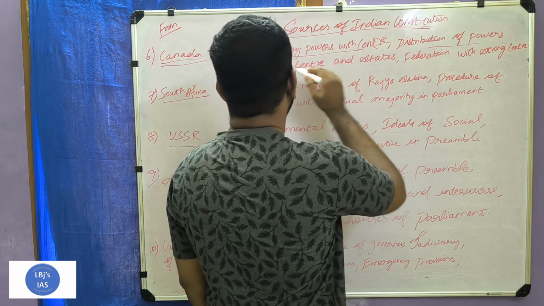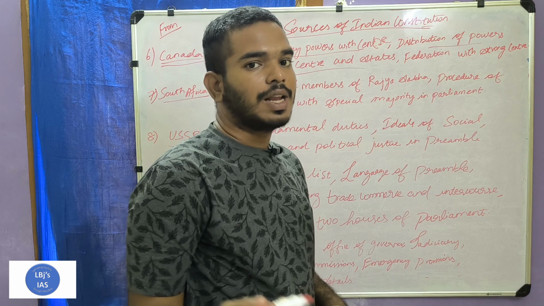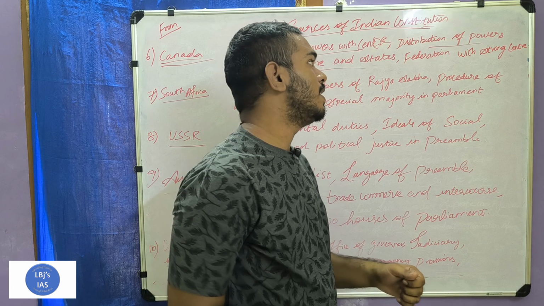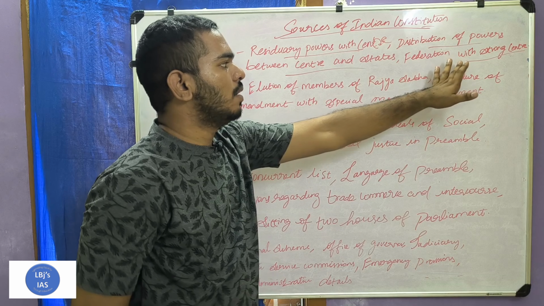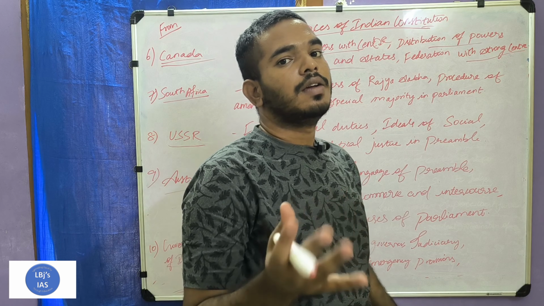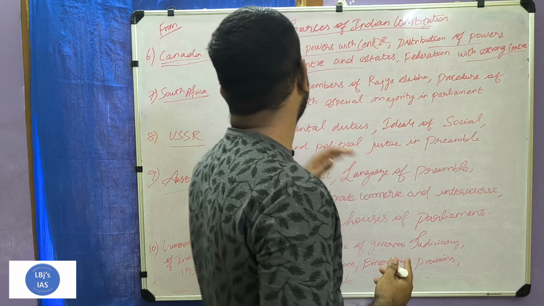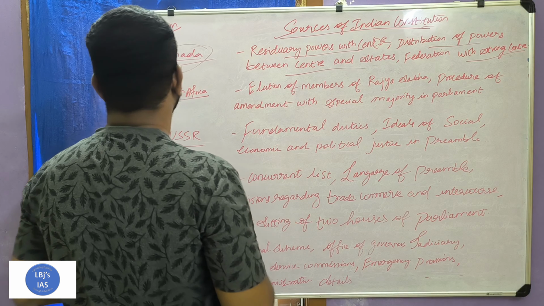Then distribution of the powers between the center and the states. This was related to the union list and the state list and other executive powers between the central and state governments. Then federation with a strong center. So in our country, the central government is a very strong one when compared to the state governments. So these provisions were drawn from the Canadian Constitution.